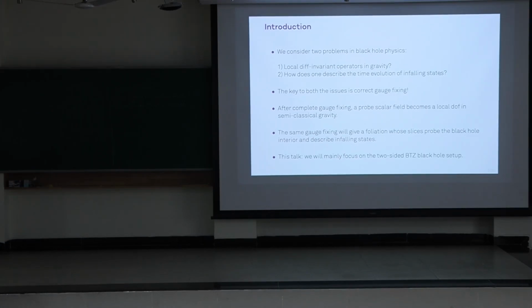Now, I will try to convince you that the key to addressing both these issues is correct gauge fixing. After complete gauge fixing, there is a sense in which a probe scalar field becomes a local degree of freedom in semi-classical gravity. And the same gauge fixing will give us a foliation of the black hole whose slices probe the black hole interior and describe infalling states. Many of the things I'm going to talk about have generalizations to higher dimensions, but in this talk, I'll mainly focus on the two-sided BTZ black hole setup.